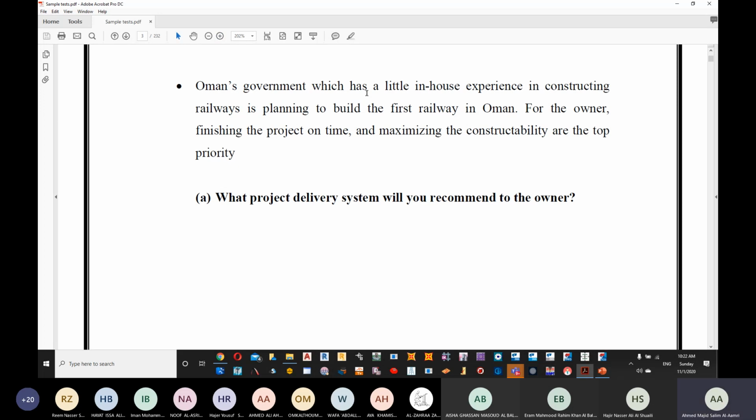So Oman's government, which has little in-house experience in constructing railways, is planning to build the first railway in Oman. For the owner, finishing the project on time and maximizing the constructability are the top priority. So what is going to be the best option? What do you think the best option is?